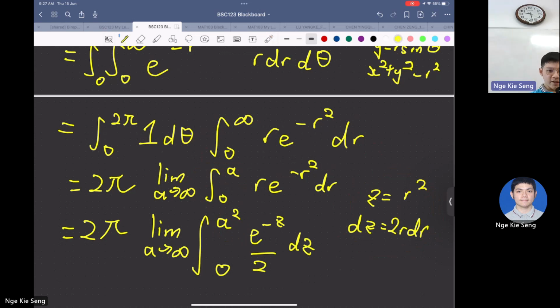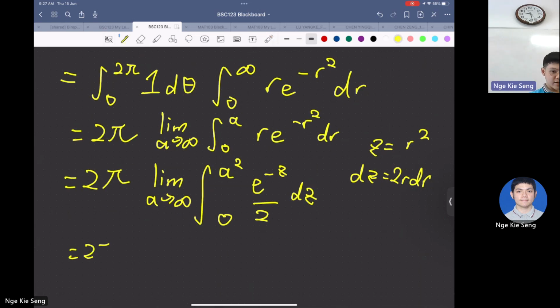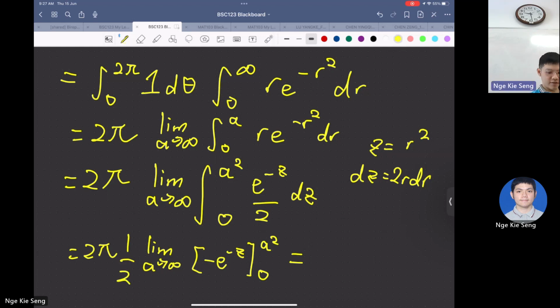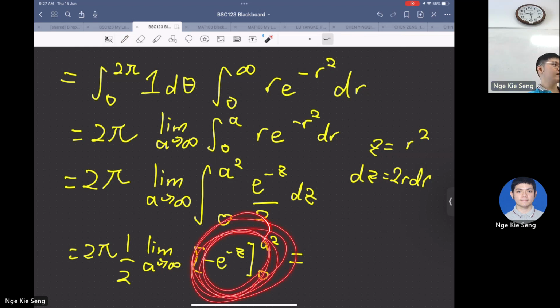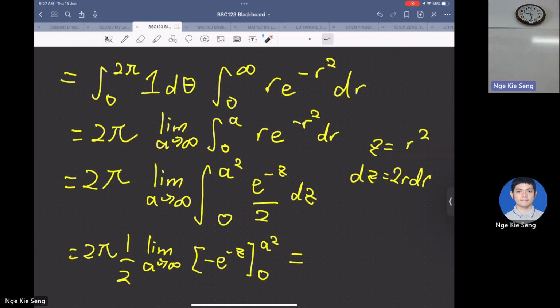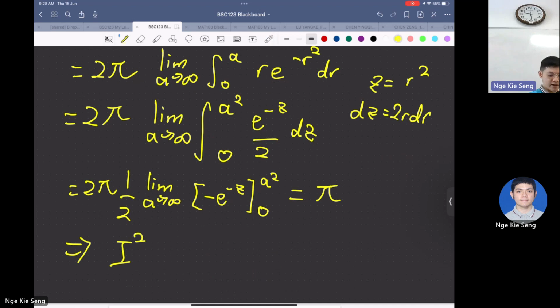So in the end, what do you get from this integral here? Minus e to the minus z from 0 to a squared. What's this part? The first term is 0 because you take infinity, but the second term is plus 1 over e to the power 0, so it's 1. So you get pi. In the end, you get I squared equals pi, which implies I equals square root pi.